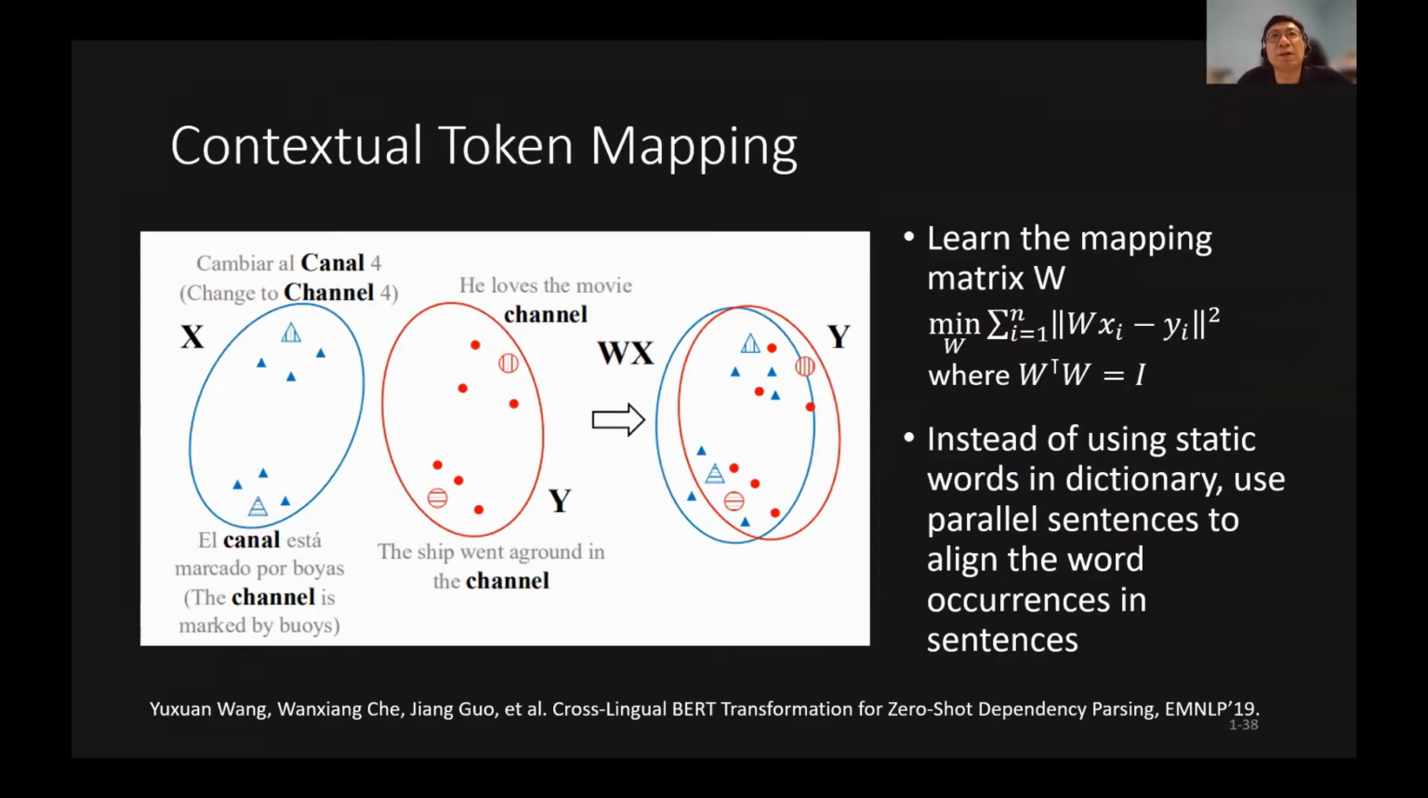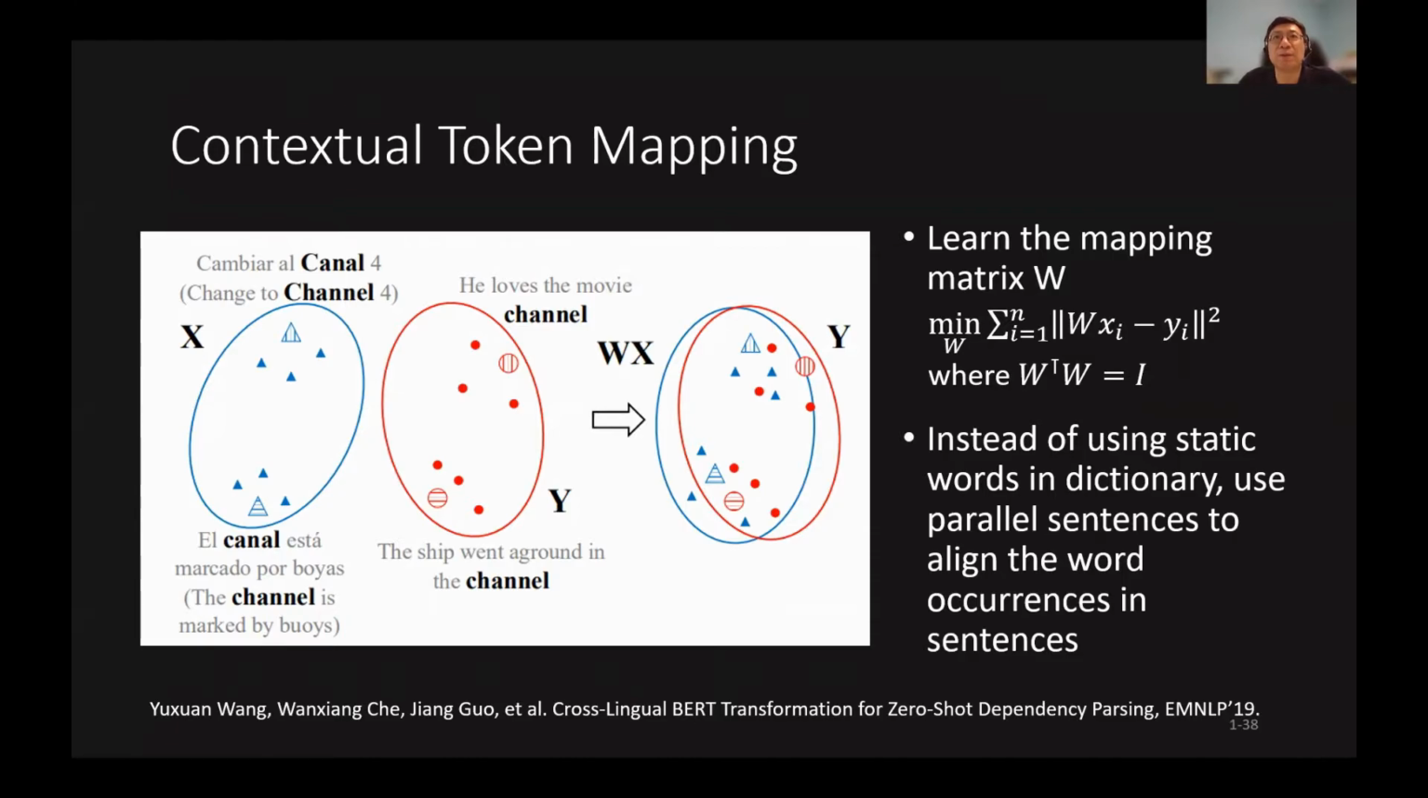The first method is called contextual token mapping. The idea is very similar to the previous mapping-based cross-lingual word embedding. We know that for word embedding, each word in the language has a fixed embedding, which does not change with the context of the word. Then in the mapping-based cross-lingual approach, we learn a matrix W, which maps the word embedding from one language to another language, so that the embedding vectors of the aligned words have the minimum distances. Moreover, to make the mapping more robust, it is often helpful to regularize W to be an orthogonal matrix.